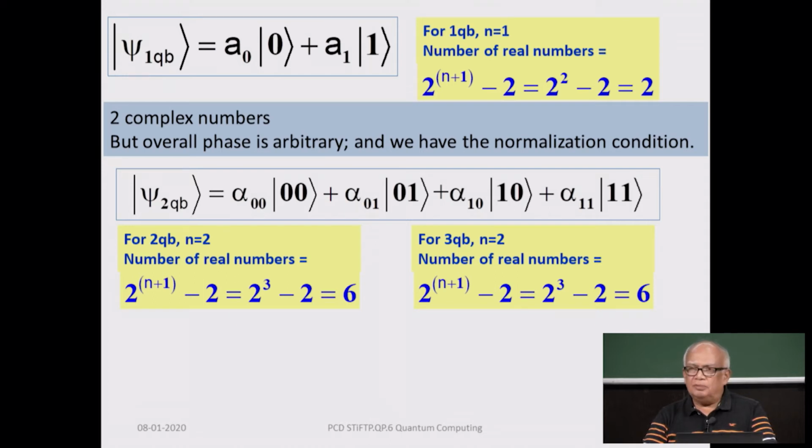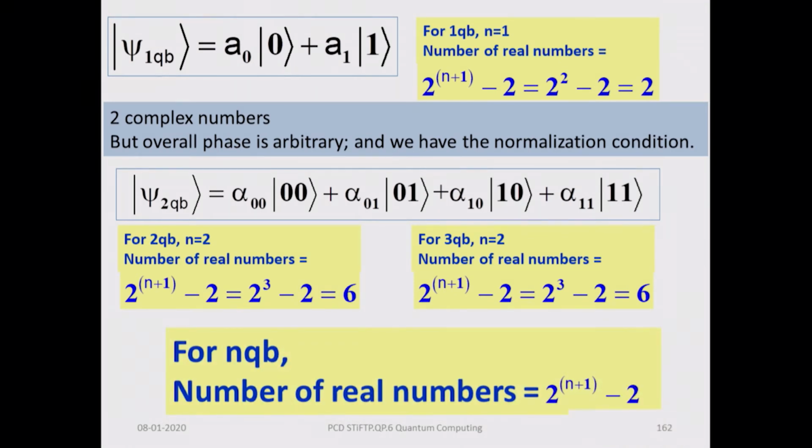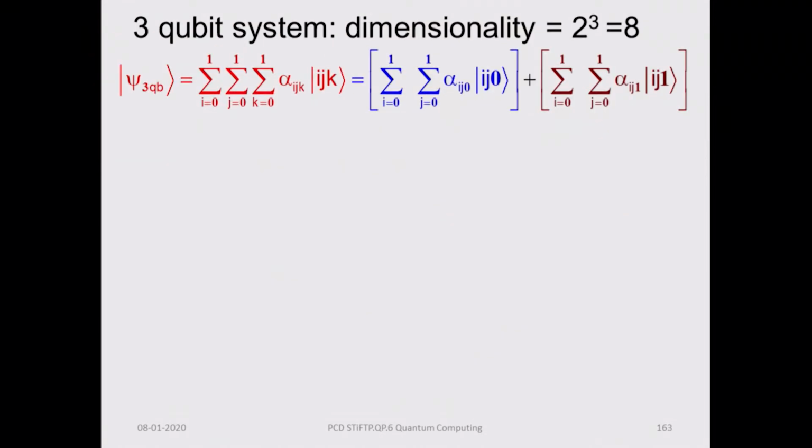Yeah, 4 minus 2, yeah. And then if you have n qubit states, then the number of real numbers will be 2 to the power n plus 1 minus 2. Okay, yeah. So, let us consider a 3 qubit system.